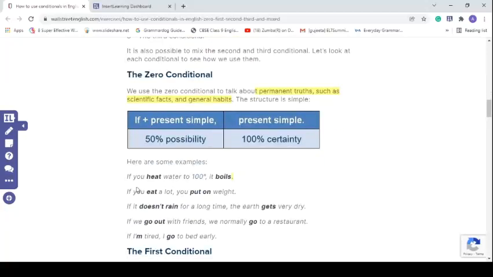Let's see. If you heat water to 100 degrees, it boils. Obviously it's a fact. If you heat the water to 100 degrees Celsius, it boils. So both parts of the sentence, the conditional and the consequence, are in the simple present tense. If you eat a lot, you put on weight. Both portions are in the simple present tense. So the first thumb rule for the zero conditional is that it should state a scientific fact or describe a general habit, and both the conditional and the consequent parts are in the simple present tense.